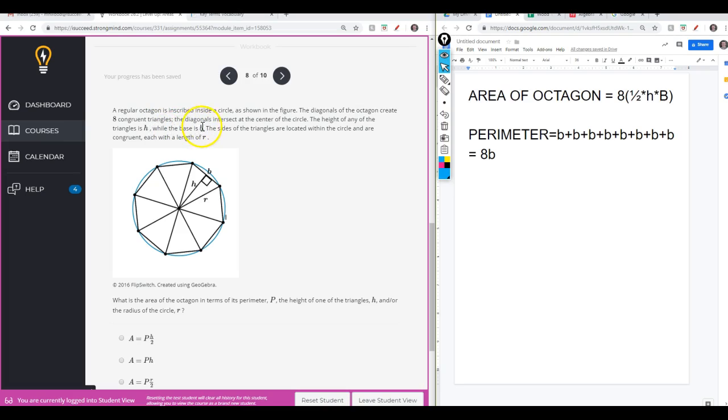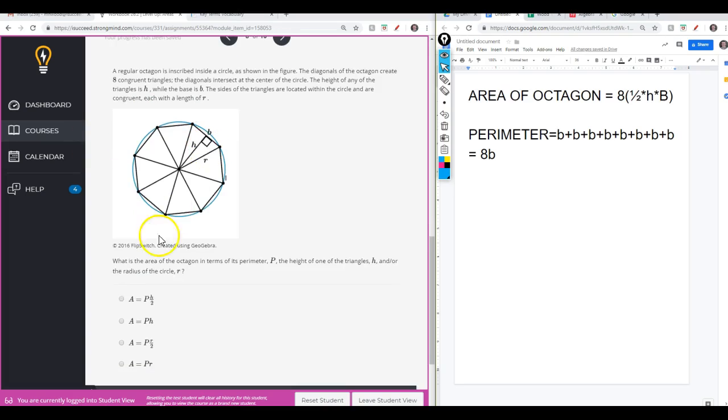excuse me, while the base is b. The sides of the triangles are located within the circle and are congruent, each with a length of r. What is the area of the octagon in terms of its perimeter, P, and the height of one of the triangles, H, and or the radius of the circle, R?